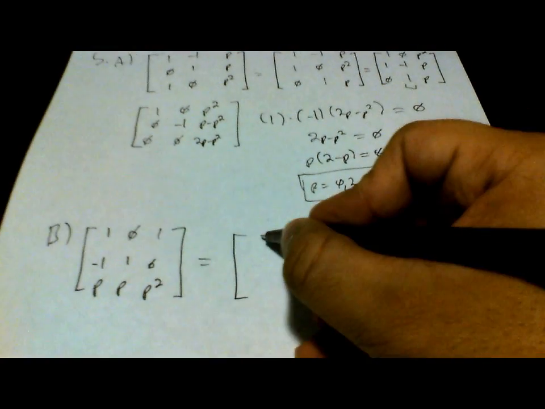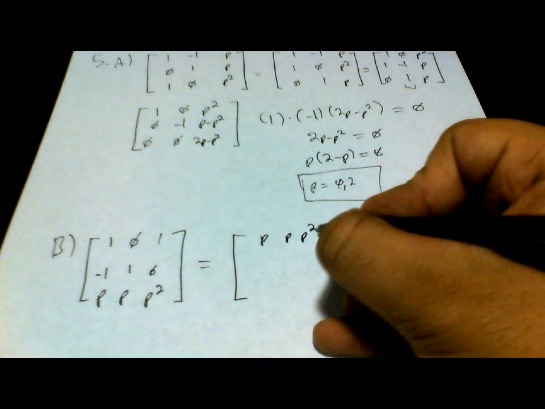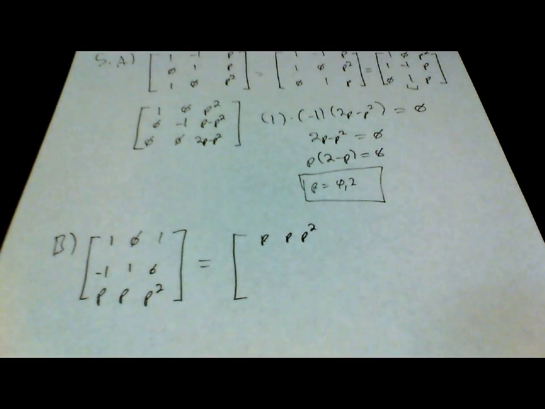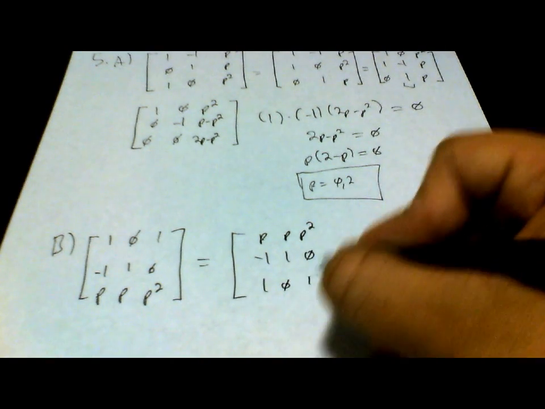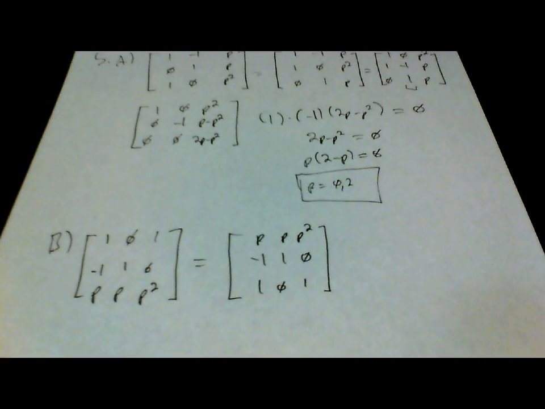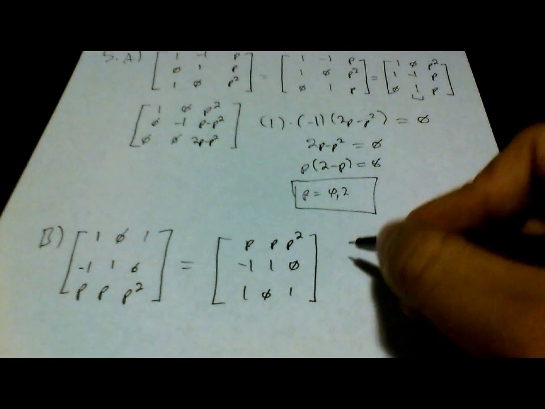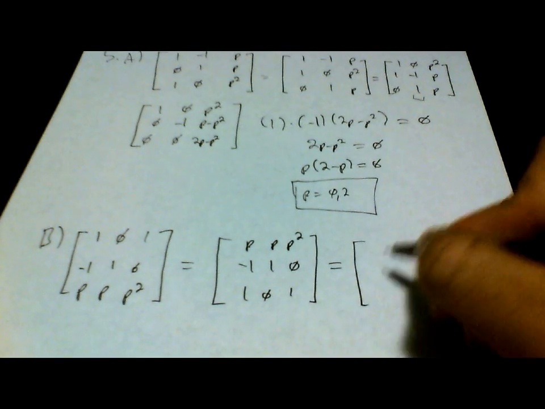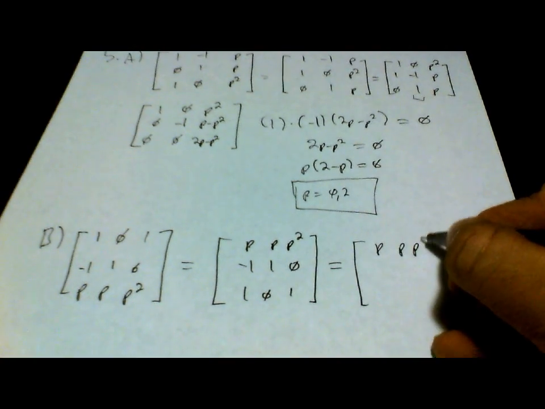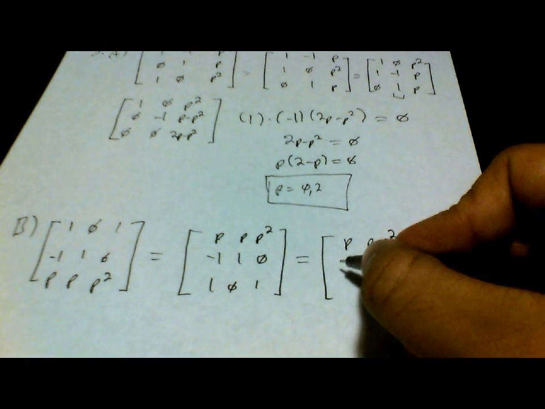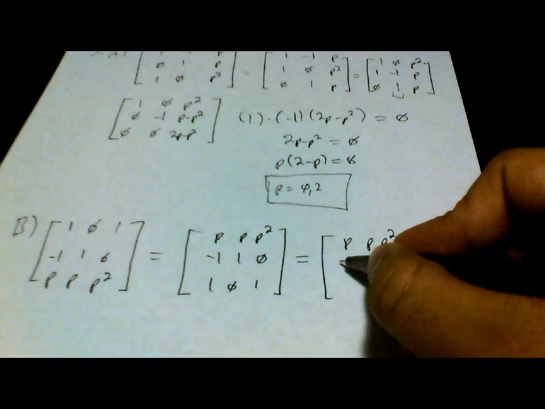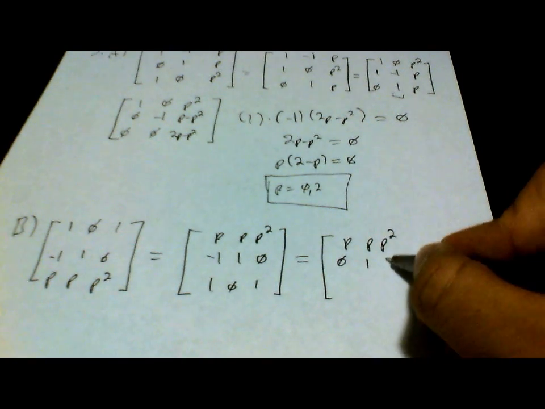I'm going to switch rows around. The P's on the top, -1 stay where they are. There you go. Now, I'm going to add the bottom row to the top row. So 1 plus -1 is 0. 1, 1.